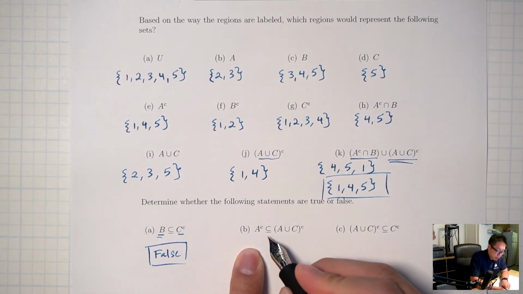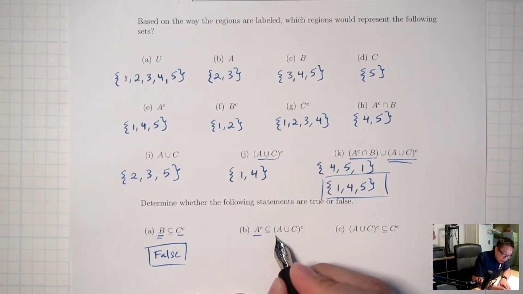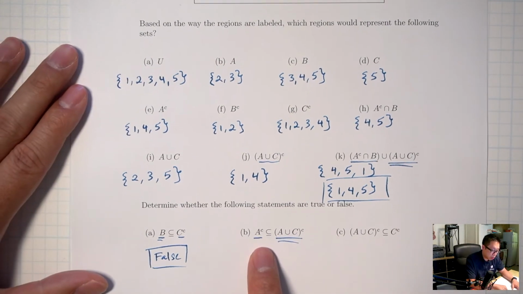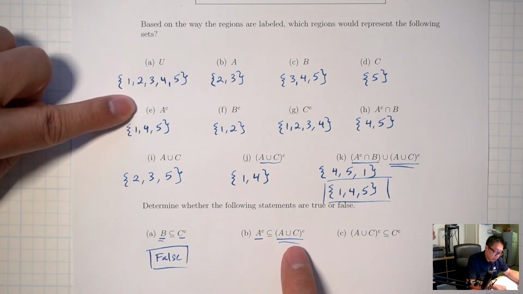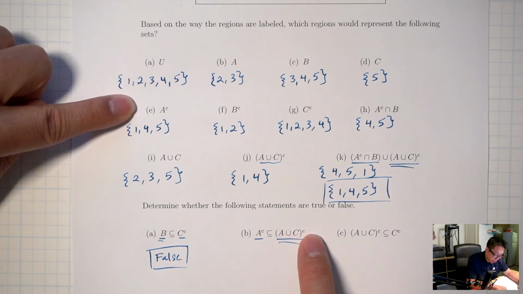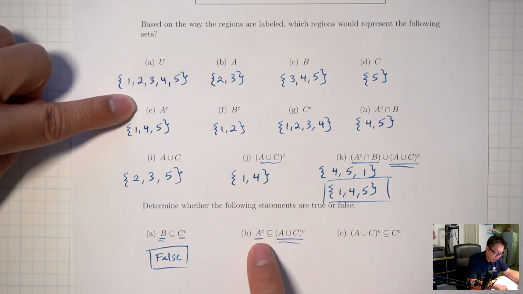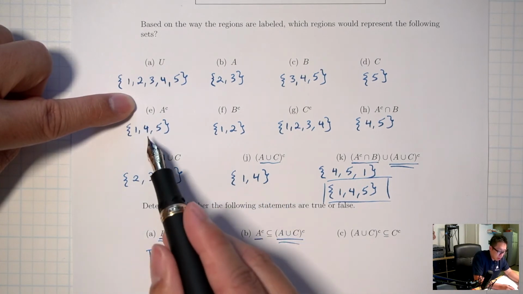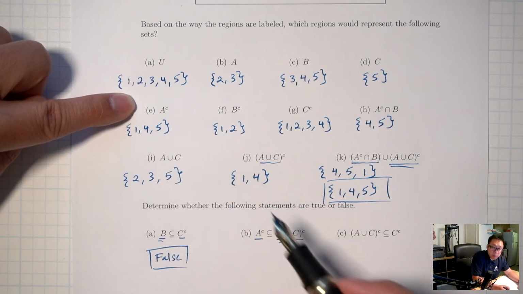Next up, that's the subset symbol. The set on the left is A complement, the set on the right is A union C complement. So look for where these sets are. The left set, A complement, is right here, part E. The set on the right, A union C complement, so be careful. Where is that? That's right there. So start with the set on the left, which is A complement, and then ask, is 1 in there? Yes. Is 4 in there? Yes. Is 5 in there? No. So this would be false.